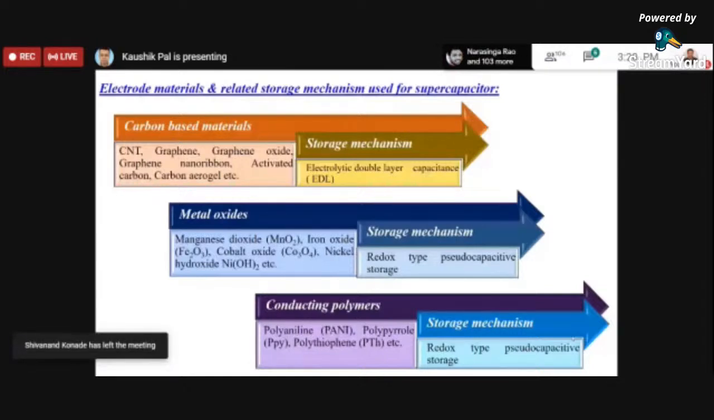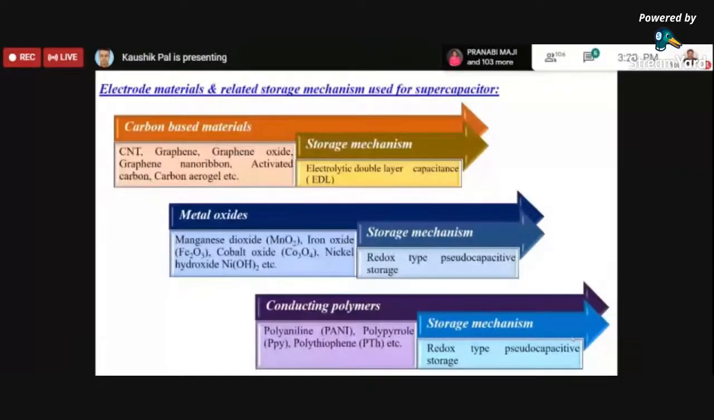If we go for some metal oxides, the storage mechanism will be different. That is the redox type pseudocapacitive storage. So manganese dioxide, iron oxides, cobalt oxides, nickel hydroxides, these all are the examples. Now if I talk about the conducting polymers, basically polyaniline, in short known as PANI, polypyrrole, that is PPY, polythiophene, that is PTH, etc., all are the examples. The storage mechanism is also redox type pseudocapacitive storage.